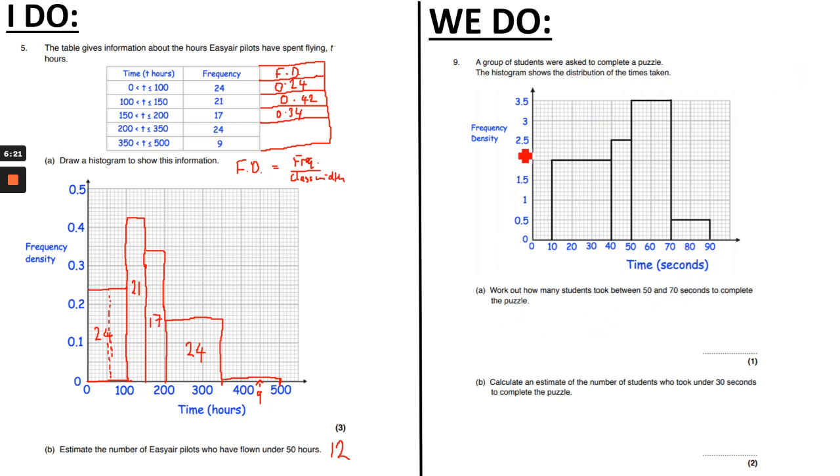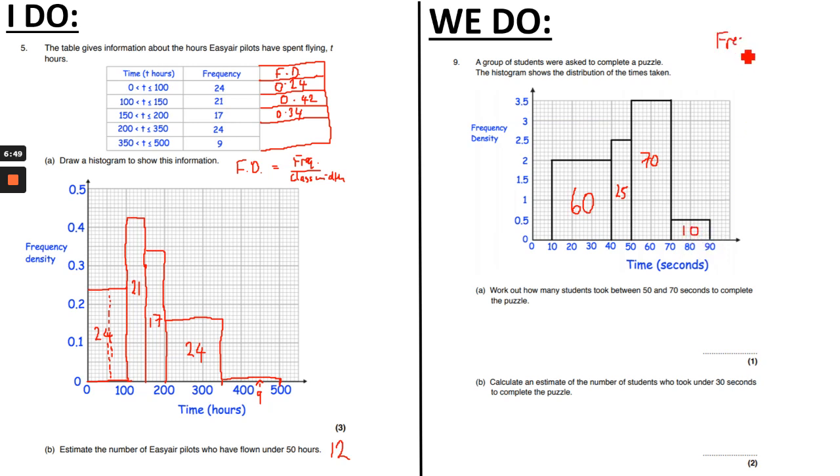Okay, so the first thing, we've got our histogram, but let's work out the frequency. From 10 to 40 is a width of 30, multiply that by 2. In the first bar, we've got 60. We've then got 10 times 2.5, so that's going to be 25. We've got 20 multiplied by 3.5, which is going to give us 70. And then we've got 20 multiplied by 0.5, which is going to give us 10.